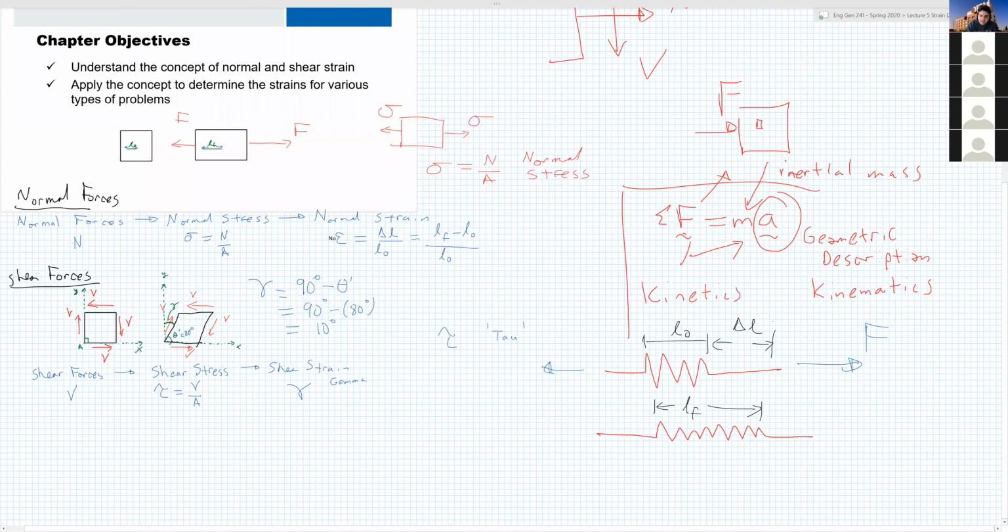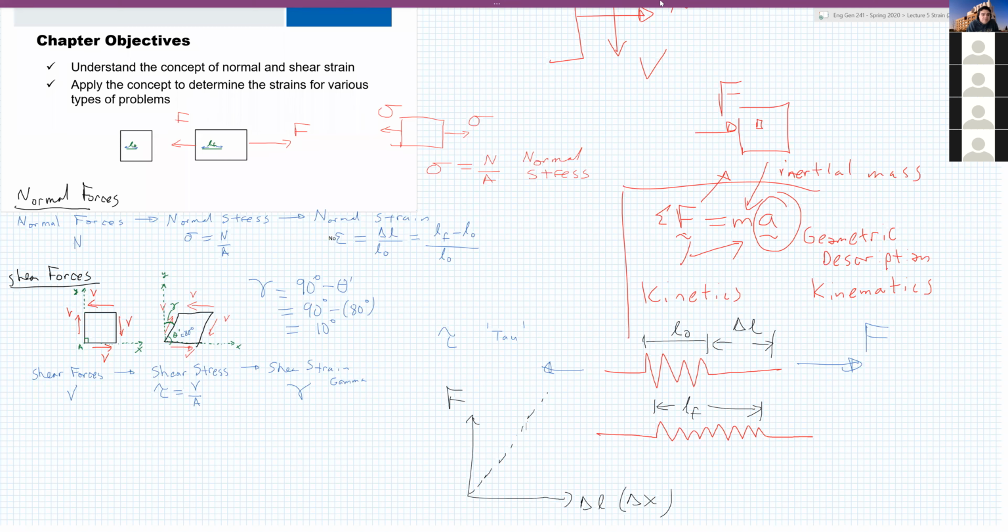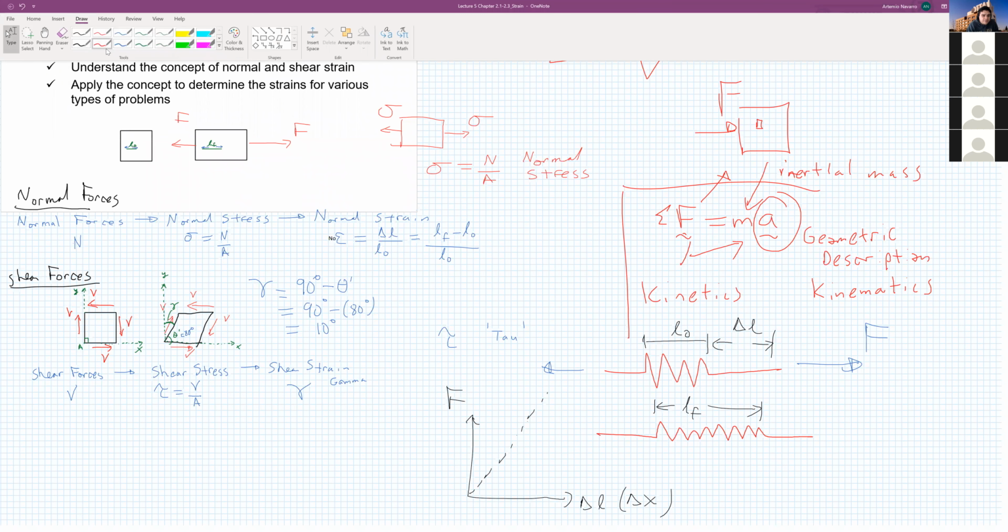And you actually got data. In your physics lab, you would plot the force against your change in length, or delta x. So you would get some data, and from this data you would find the slope. And what is the slope equal to?